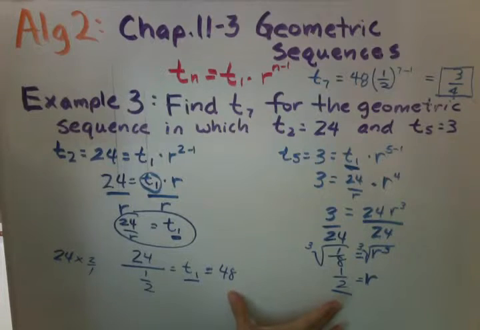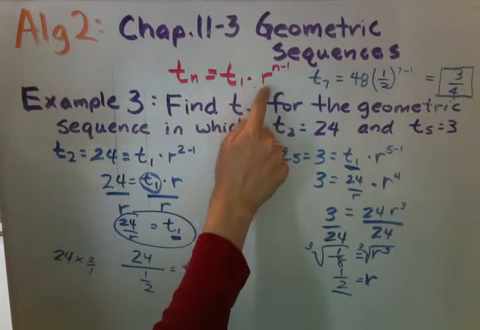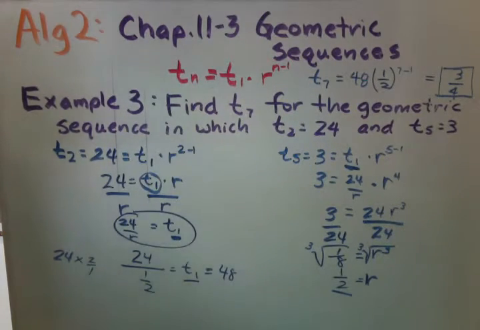Now that we have the first term and our common ratio, we can easily plug it into this formula, looking for the value of the 7th term.